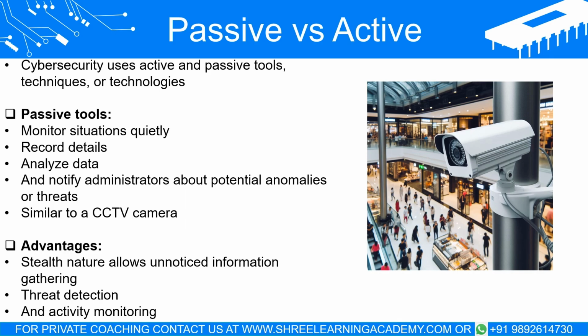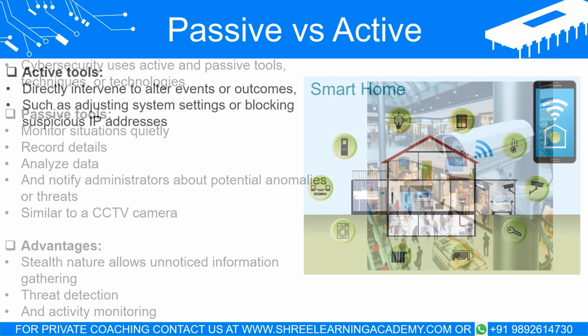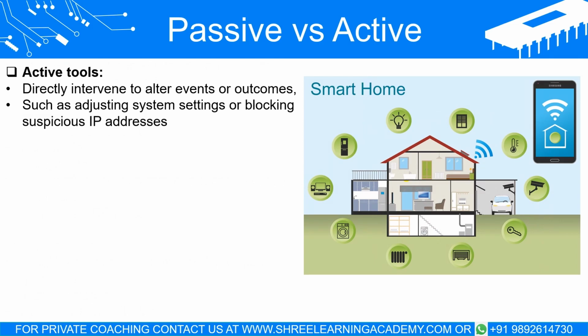This stealth nature makes passive tools particularly suitable for information gathering, threat detection, and keeping an eye on ongoing activities without alerting potential attackers. Active tools, techniques, or technologies, on the other hand, are like the swim coach.